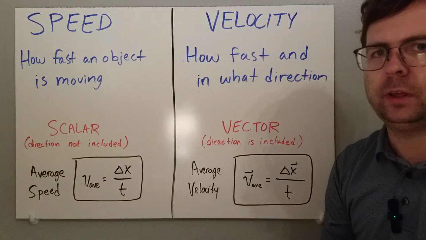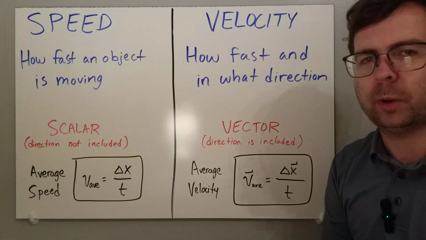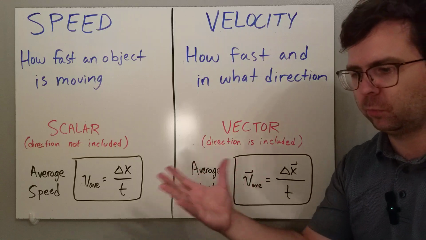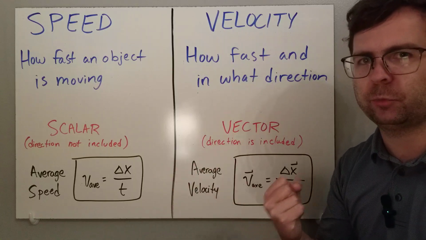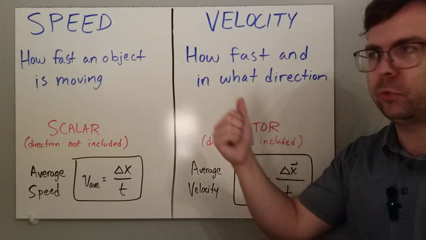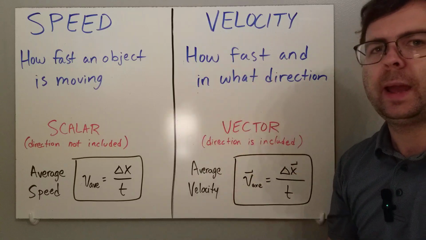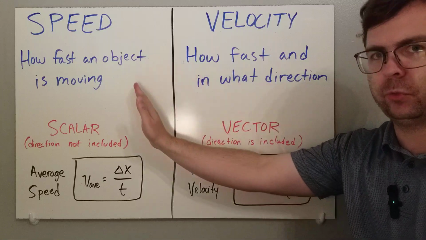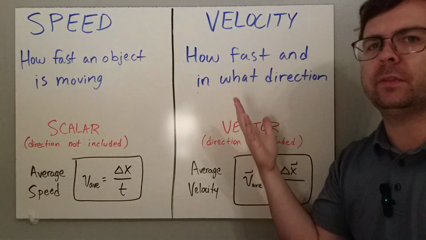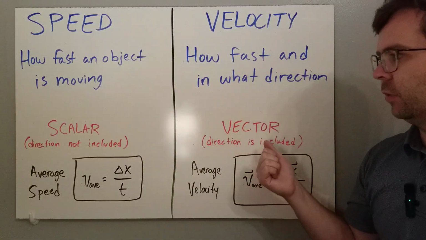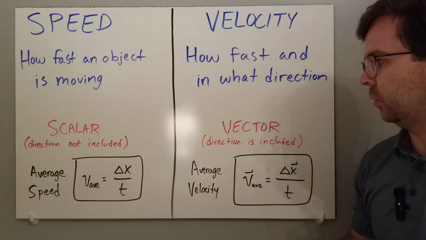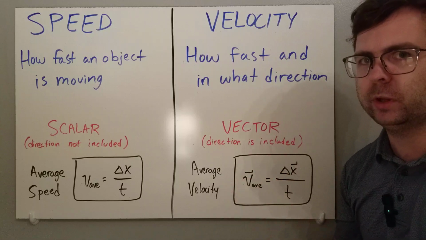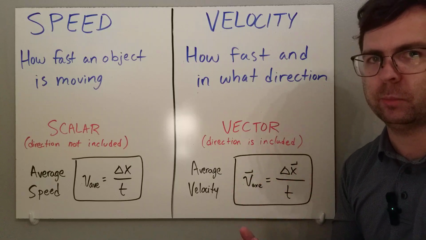For velocity, velocity is another word you might be familiar with, but in physics, we've taken that word and we've given it a special meaning. It's speed, how fast you're going, and in what direction are you going. So it's essentially just the speed of an object and the direction that it's moving. This is a vector quantity, and so that means the direction is included in the velocity measurement.